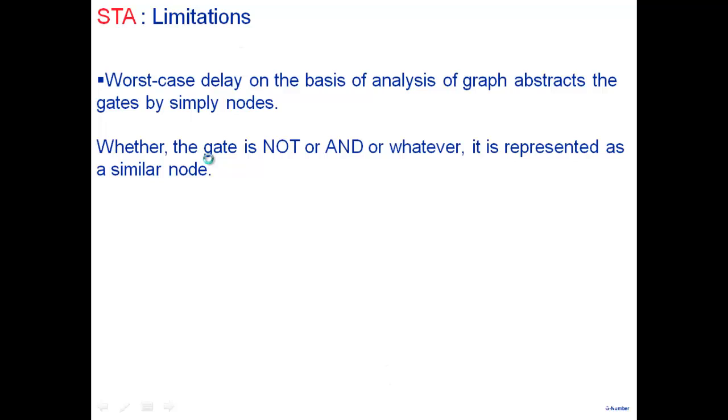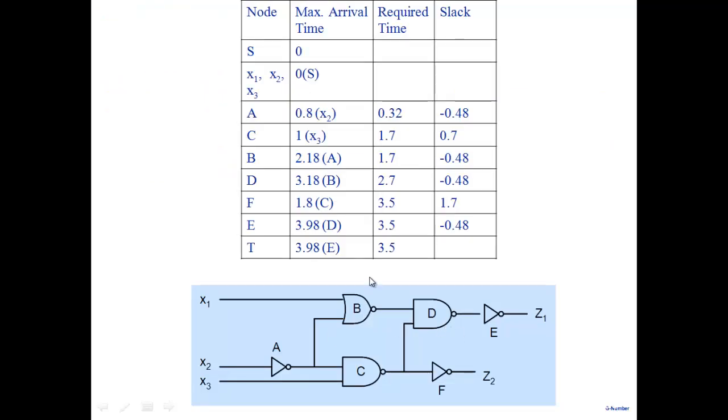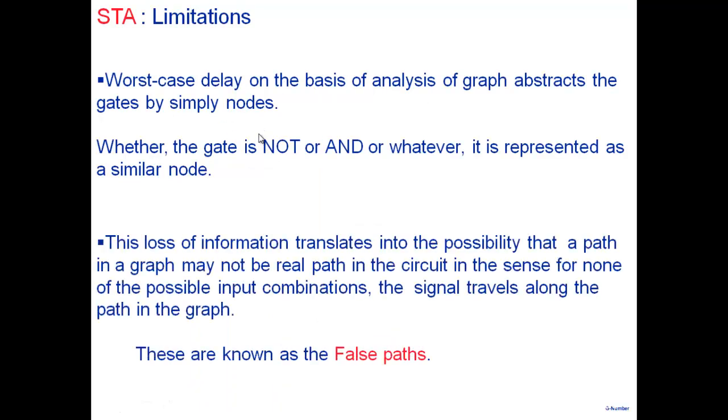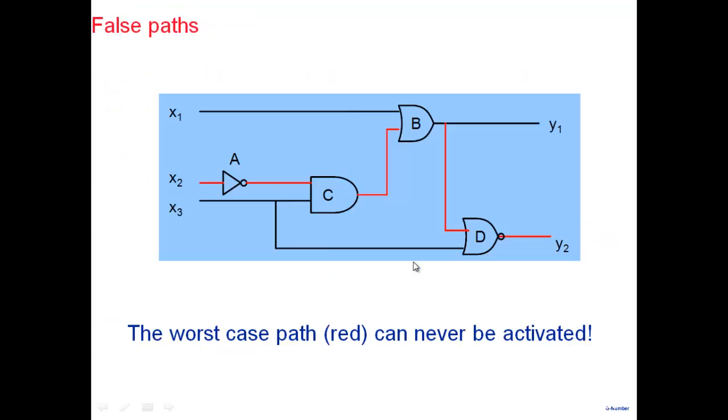All right, anyway, I'll come back to it. I was commenting that you lose information about the gates, and there is a possibility that what you may get is a false path. So look at this trivial example. If you do static timing analysis on a circuit like this, it will indicate, with all the delays, that the red one is the worst case path in my circuit. But you can clearly see that this worst case path will never be activated.